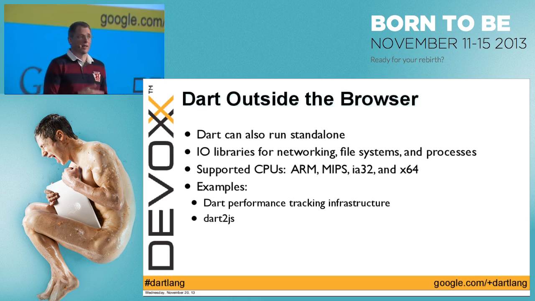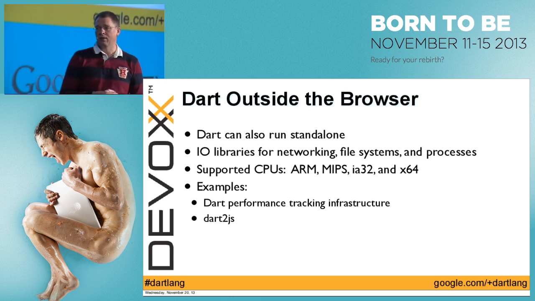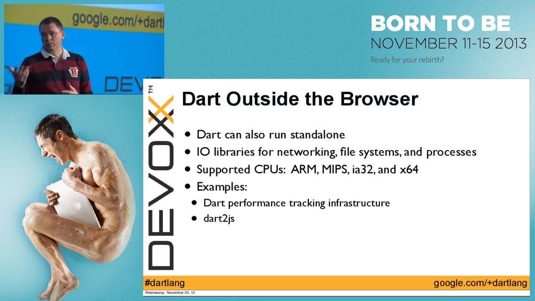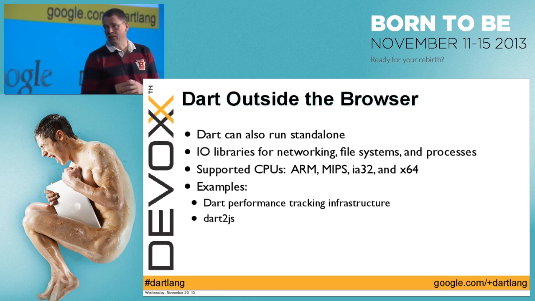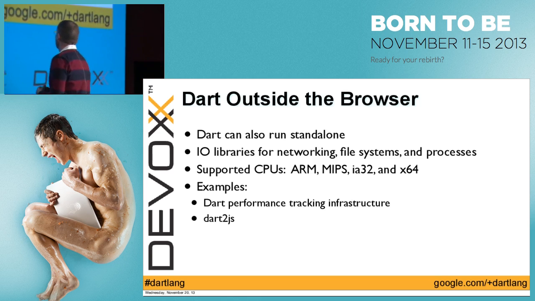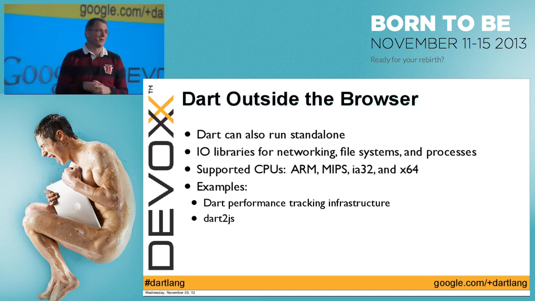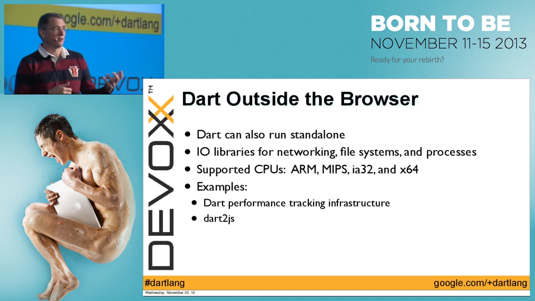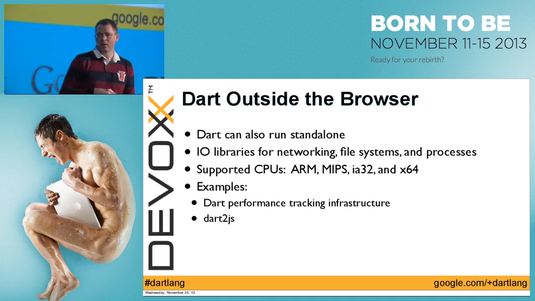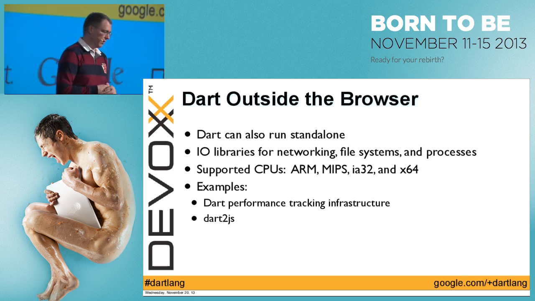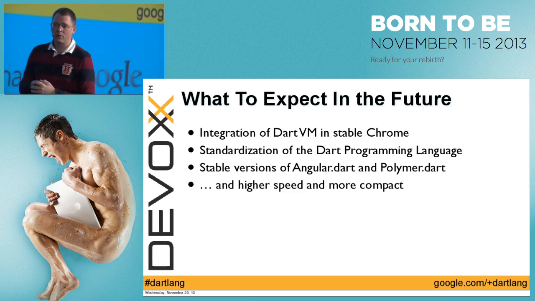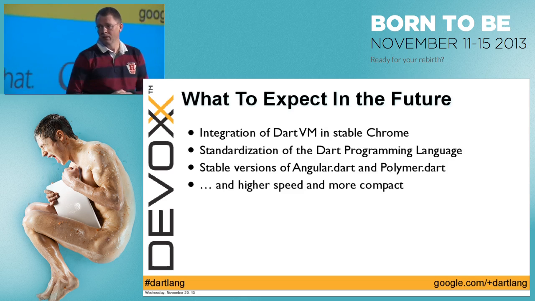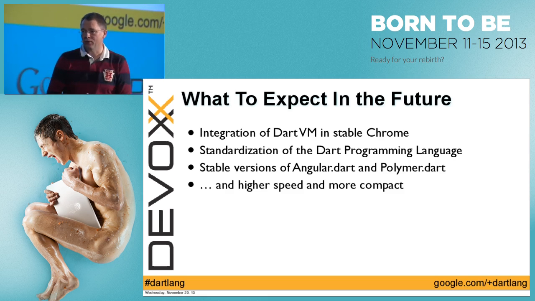So we have standalone libraries for asynchronous file operations and handling processes and so on. And we support a variety of CPUs, as you can see here: ARM, MIPS, and Intel. So if you want to run Dart as a server-side application on your small embedded ARM device, you can actually do that. We've been using the server side for our internal performance tracking infrastructure. So it's fairly robust. It's been running for the last 1.5 years, so not bad. It's sort of on the side, but it's good.